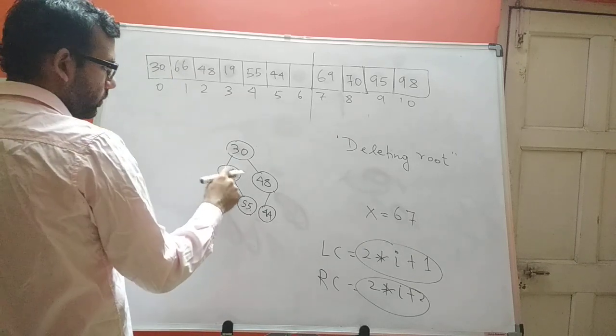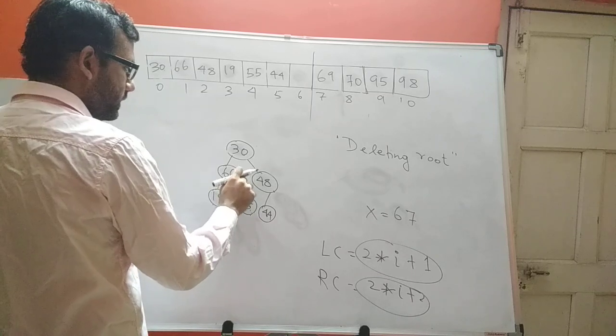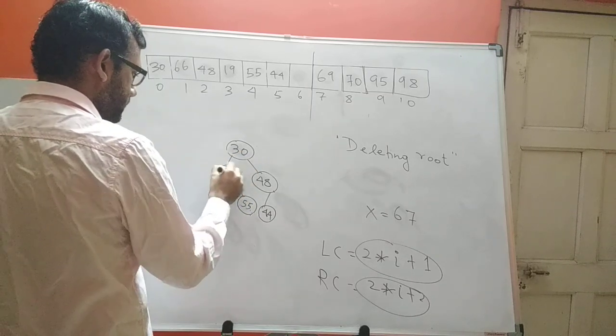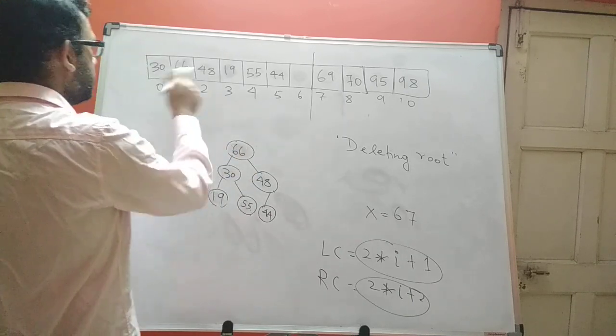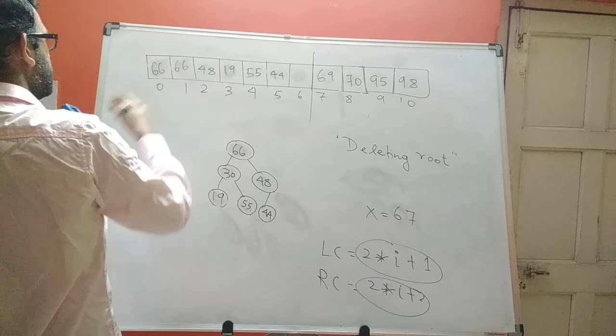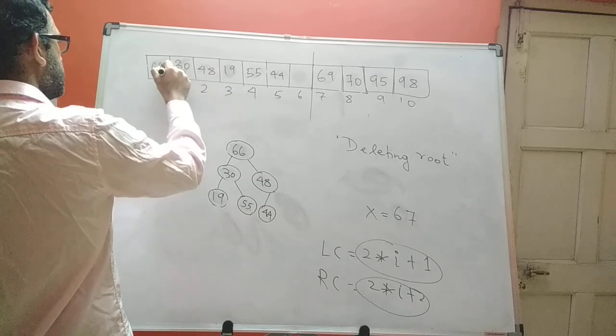I'll check. Its children are 66 and 48. Which is greater? 66 is greater. Now I'll check whether 66 is greater than 30. Yes, it is. So I'll swap it. So I'll swap 66 and 30. The same thing would be done here. 66 and 30 are swapped. So 66 comes here and 30 goes here.